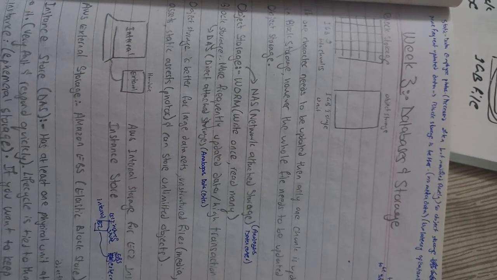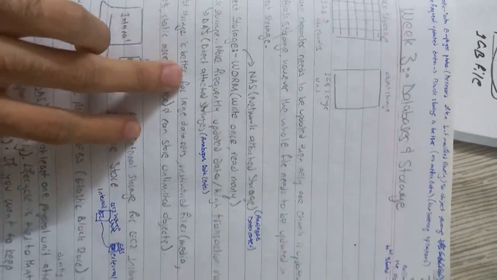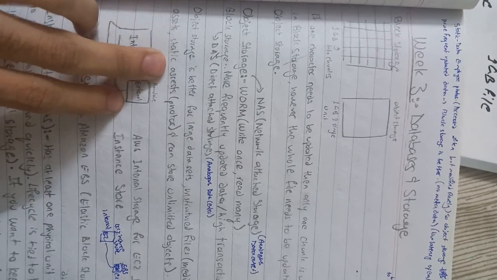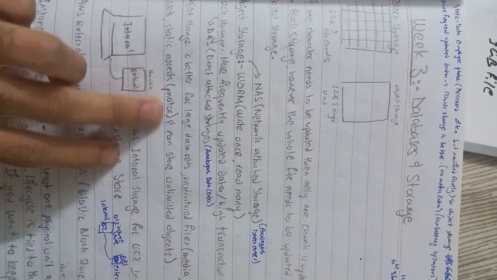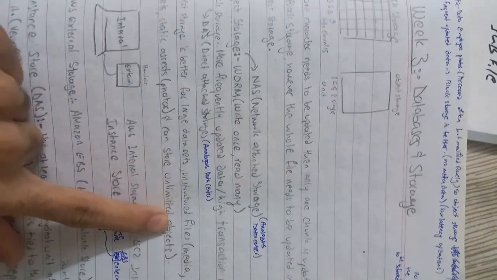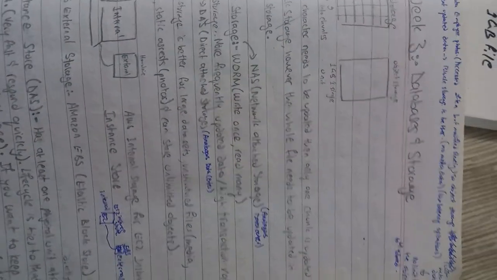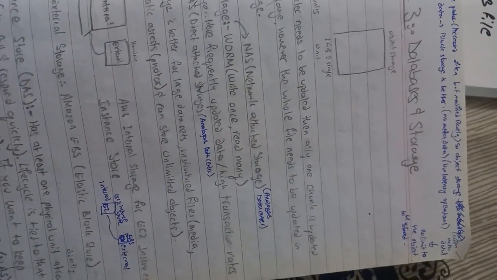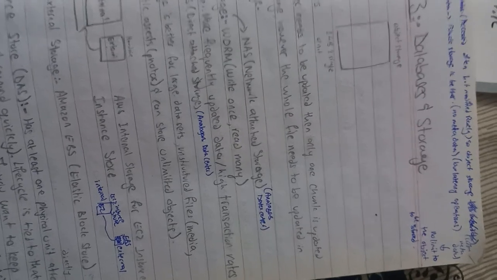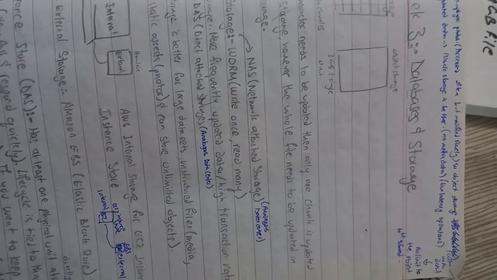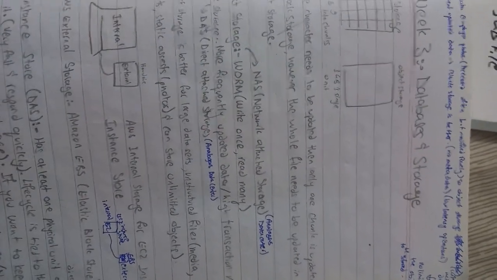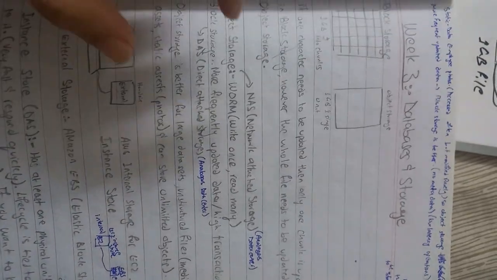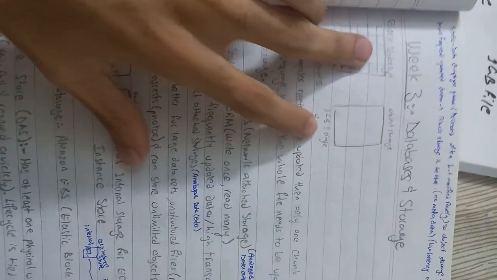Okay. Object storage is better for large data sets, unstructured files, media, static assets, photos, and it can store unlimited objects. Whereas you use block storage for running your OS, for example. When you're creating your EC2 instance and you want to boot your OS, you are basically using block storage for that.